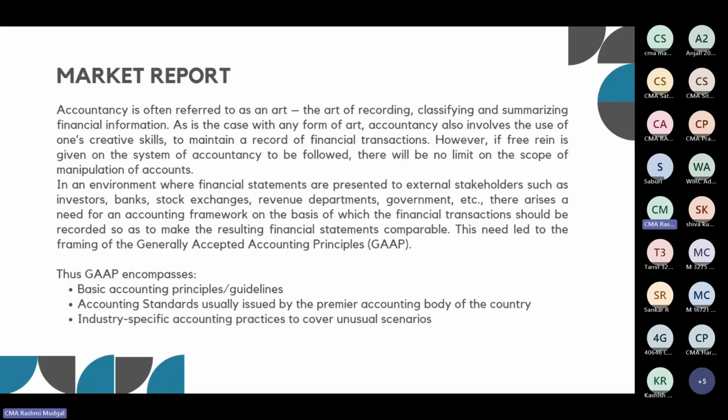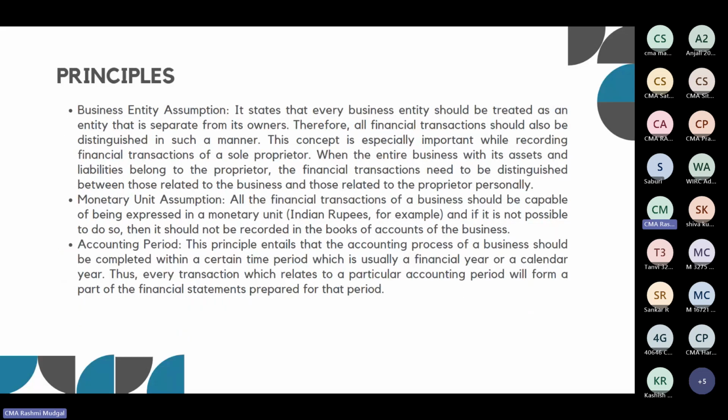Basic accounting principles and guidelines were there. Accounting standards are usually issued by the premier accounting body of the country, like ICAI. Then there are industry-specific accounting practices to cover unusual scenarios, where we wanted that the rubber industry should follow this, the electricity industry should follow these accounting practices, and the pharma should go with this.